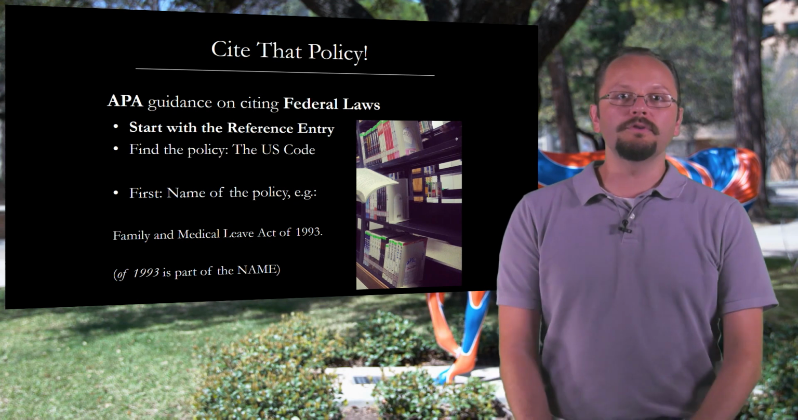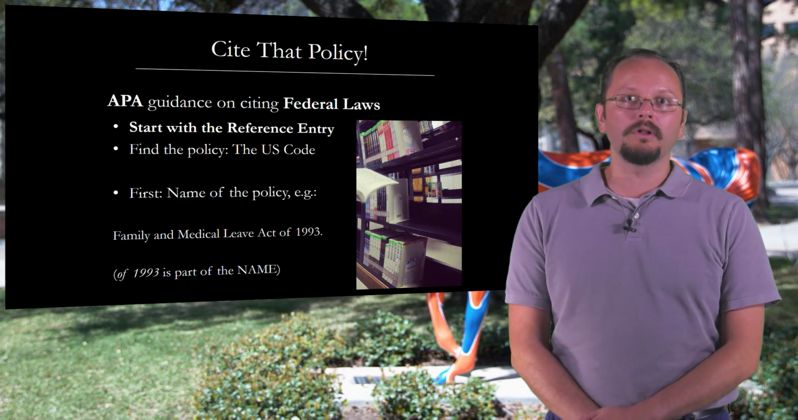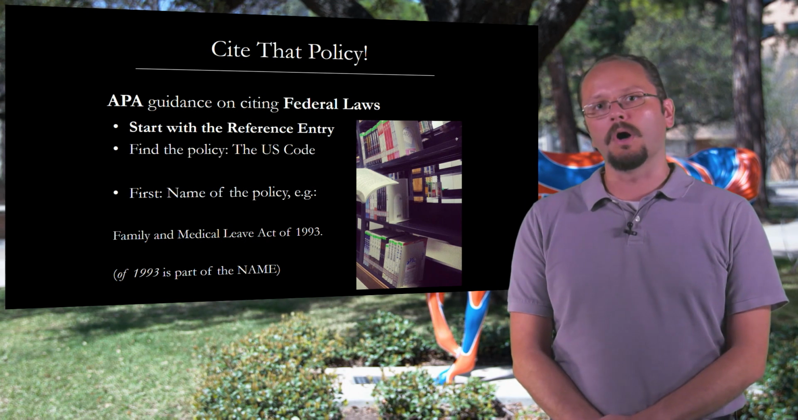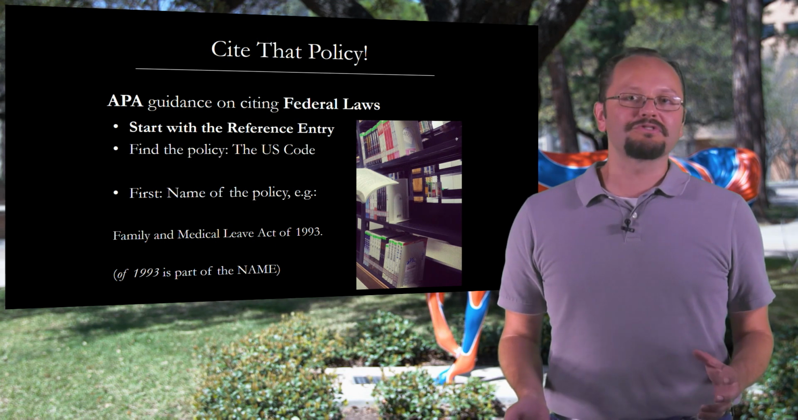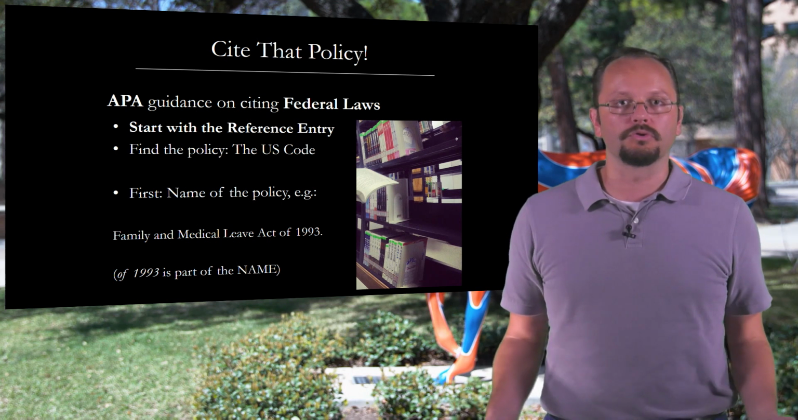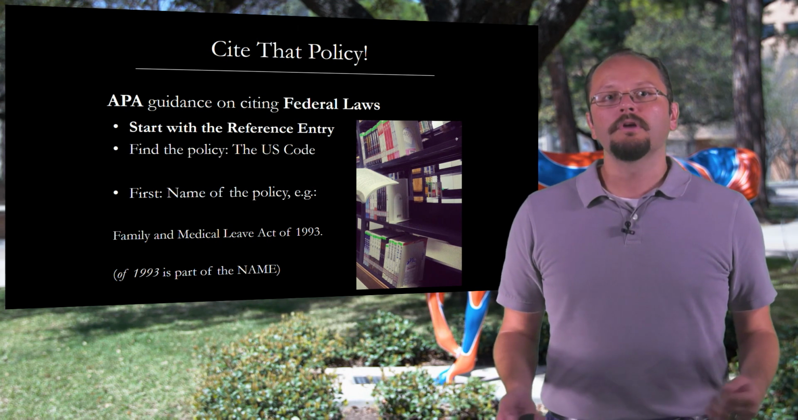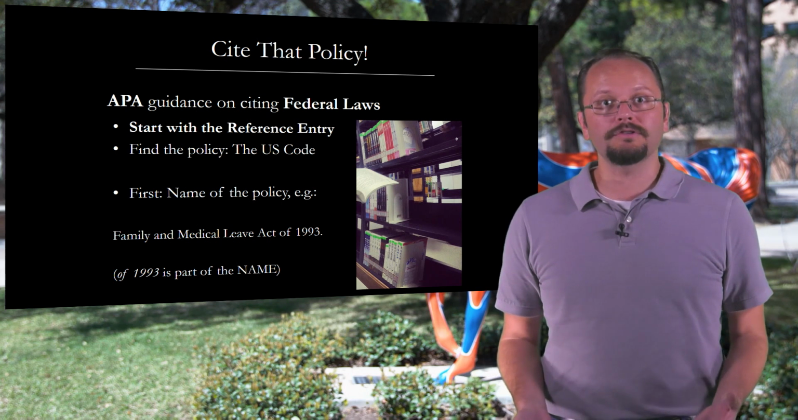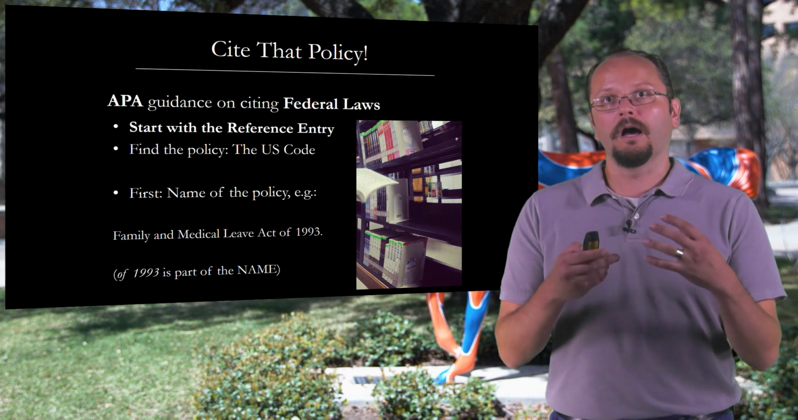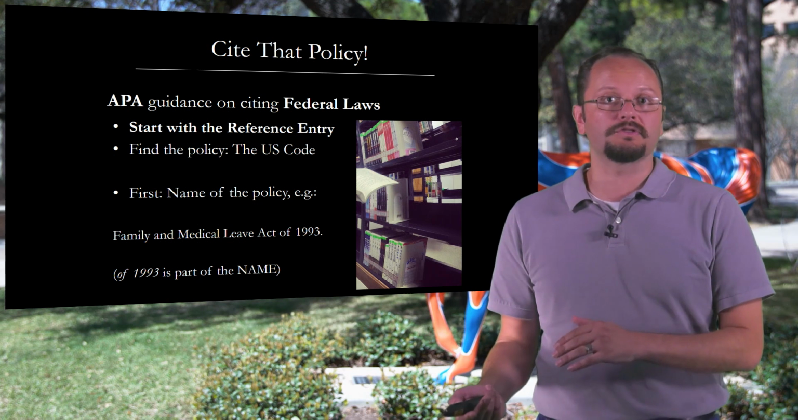And in this brief video, I'm going to finish off our tutorial on policy writing by talking a little bit about how we're supposed to cite laws. APA's guidance on citing laws is totally different from its guidance on citing most other sources. I'm going to start off with explaining how to compose a reference entry, and then I'm going to show how to use that reference entry to understand what needs to go in an in-text citation.